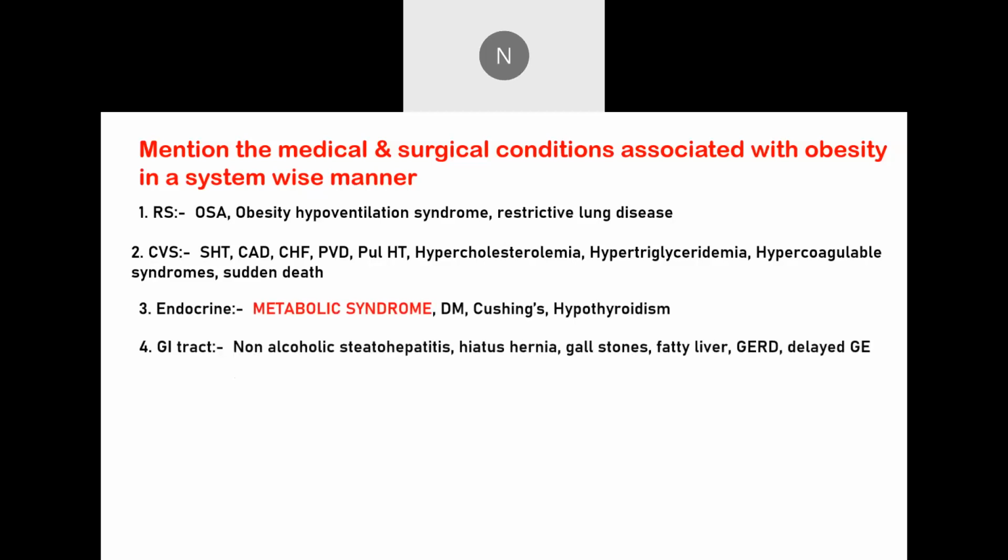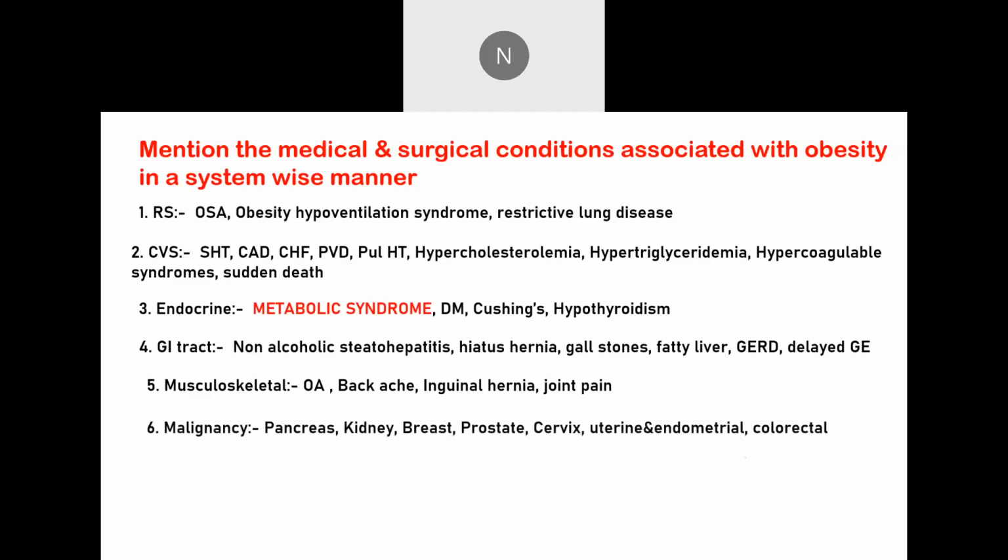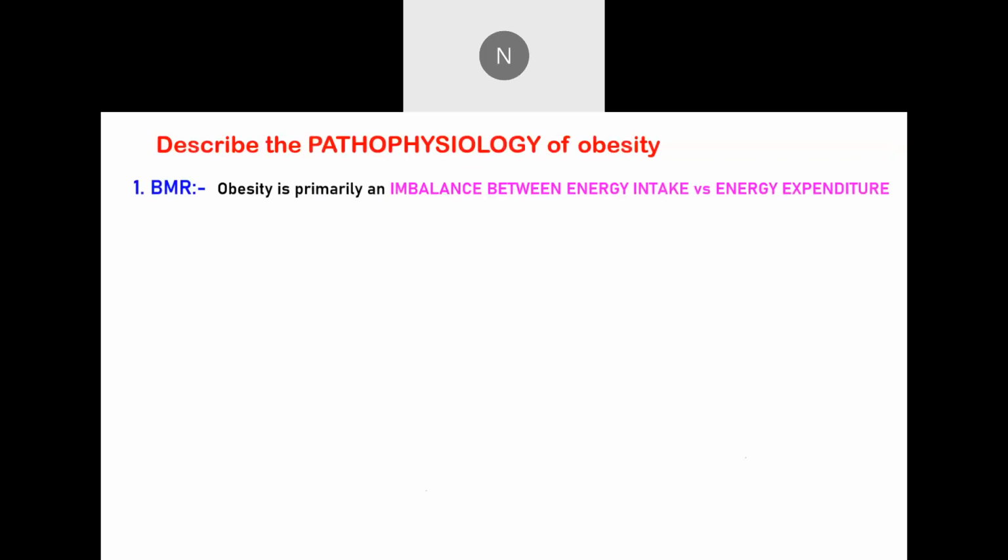And endocrine, they may have DM or Cushing's disease or hypothyroidism. So all obese patients, you should rule out the endocrine causes. And GI tract, they can have steatohepatitis, hiatus hernia, gallstone, GERD, and delayed gastric emptying. Musculoskeletal, they can have OA, backache, hernia, joint pain, and malignancy is more common. They may have renal failure, depression, and all those things.